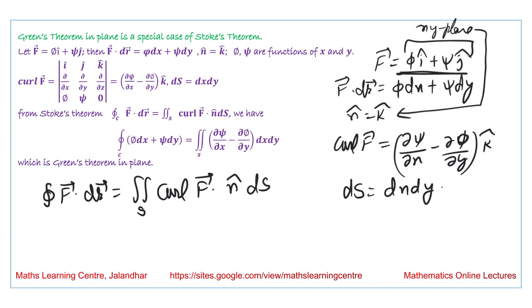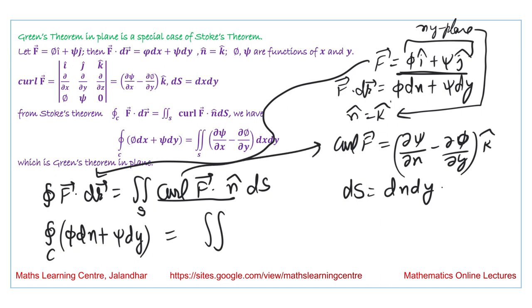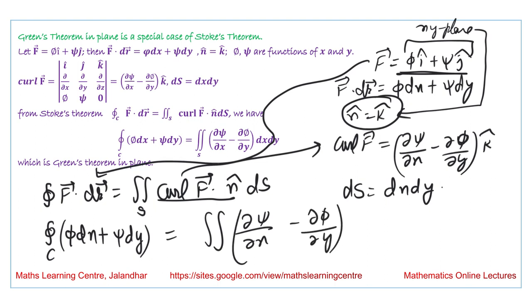Now if we apply this function f over here, we get the integration over c of phi dx plus psi dy, that is equal to the double integral of curl of f vector dot n cap, the value we have is curly psi by curly x minus curly phi by curly y, k dot k is 1, into dx dy. This is the value of ds that we have, and we are saying this is Green's theorem in the plane.